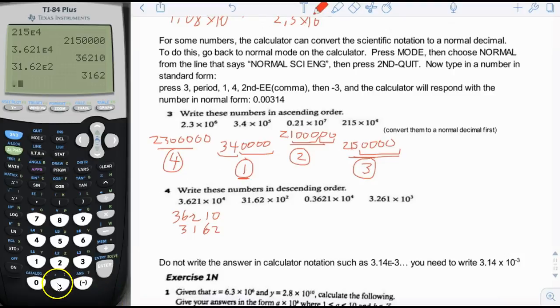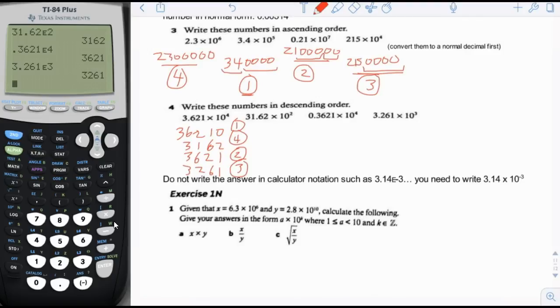Now, finally, 0.3621 EE 4, which is 3621. Finally, 3.261 EE 3, which is 3261. I'm writing in descending order this time. So the biggest one is that one, right? The second biggest one is 3621. The third biggest one would be 3261, and the smallest one would be that one. Okay? Alright.